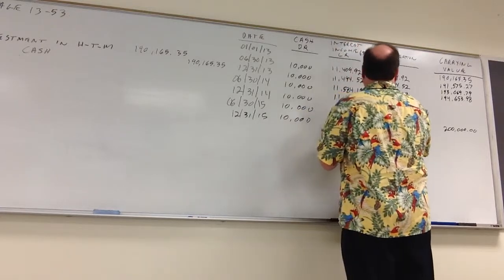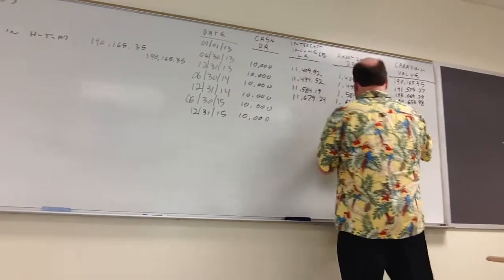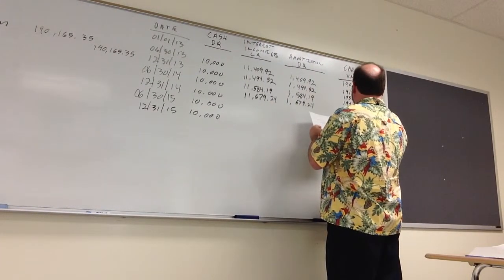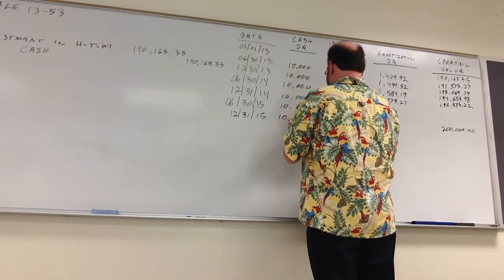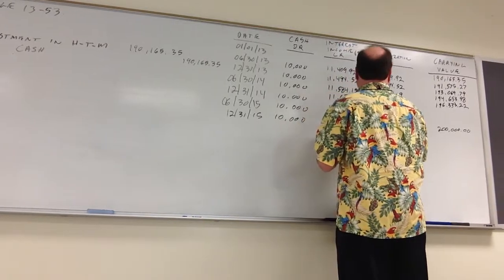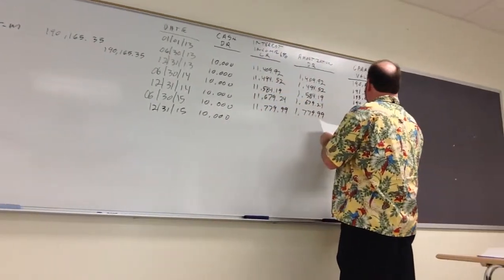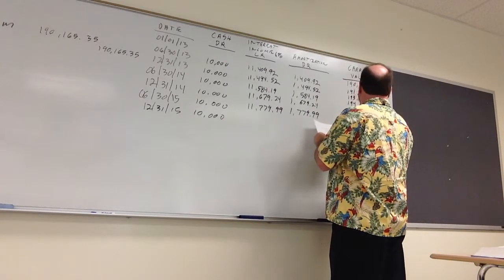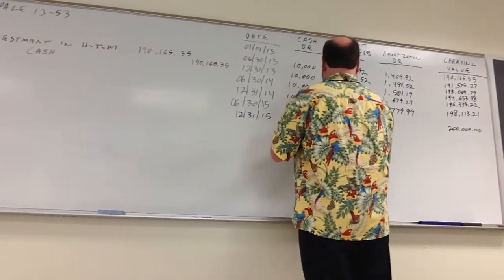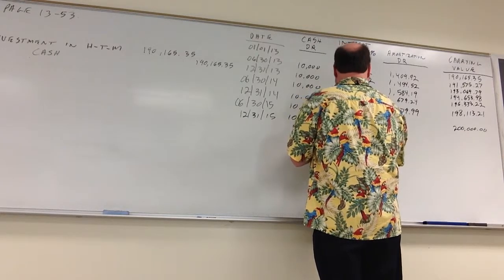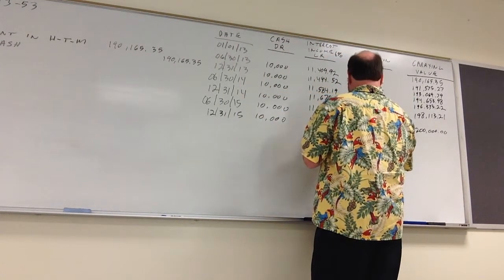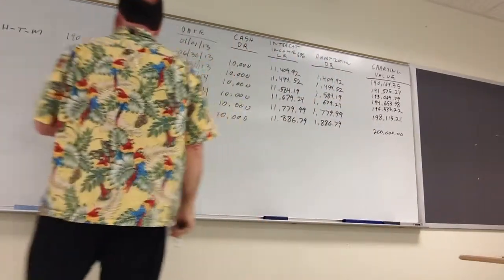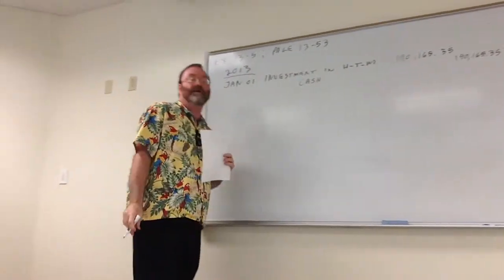11,679.24. 1,679.24. We're now at 196,333.22. 11,779.99. And we're finally at 198,113.21. And our very last interest payment will earn us $11,886.79 of interest, and the remaining $1,886.79 will bring us to what we already knew was going to be the face value, the carrying value of the investment at the date the bond matures.